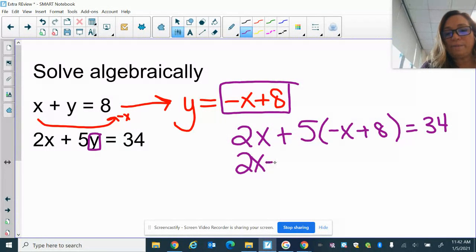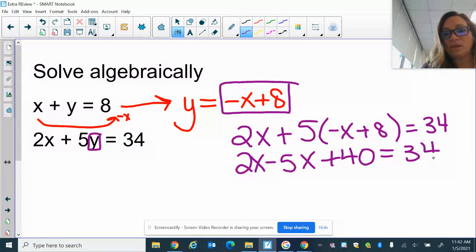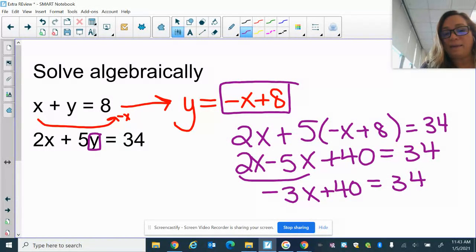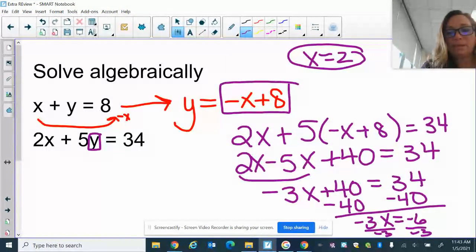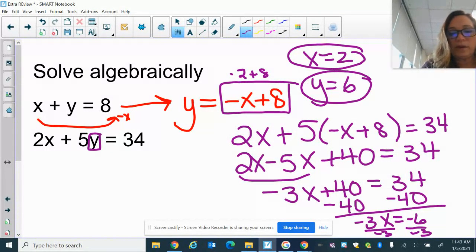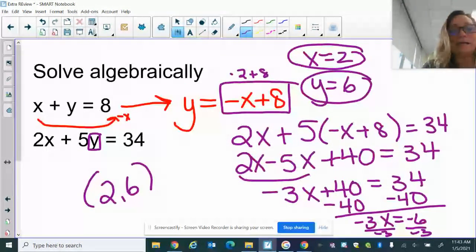Okay, distributive property. Combining the like terms. The opposite of adding is subtracting. The opposite of multiplying is dividing. And I get x equals 2. I'm going to go here. So that would be -2 plus 8, which equals 6. Y equals 6. So I have what I believe is correct, 2, 6.